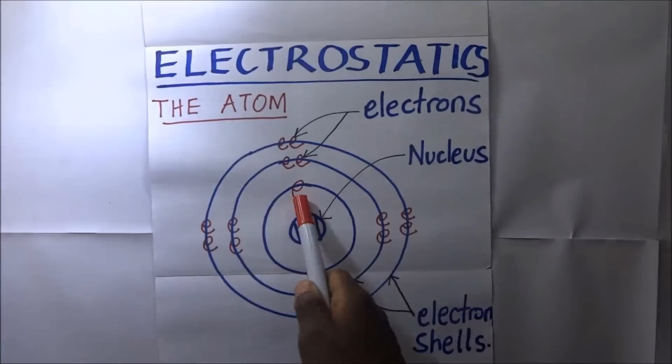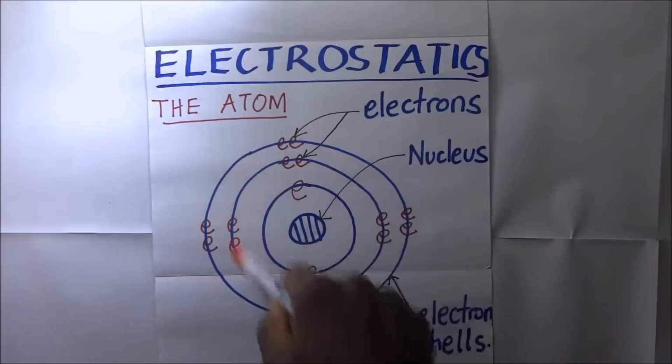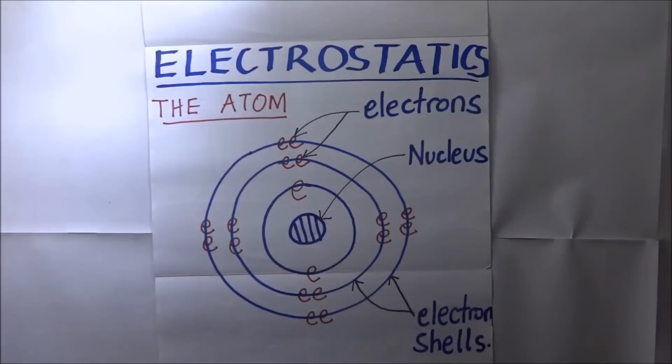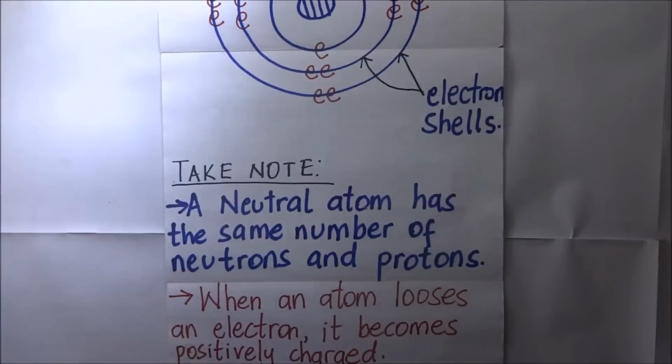When an atom is neutral, it means that the number of electrons that are rotating around this nucleus is equal to the number of protons that are inside. It means that the positives and negatives are the same. It means that that atom is considered neutral.